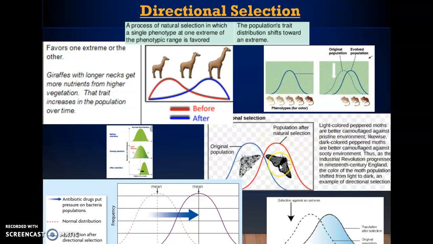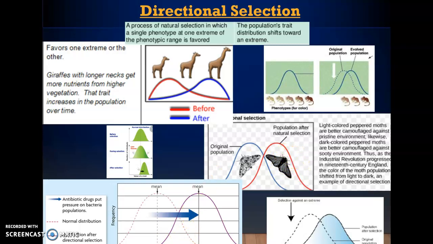These moths here, and you'll hear a little bit about this in the video that I've asked you to watch: after the Industrial Revolution, having this darker color was favored over this kind of peppery color, because with industry comes junk in the air, pollution, and then these guys were the ones that were more camouflaged and were less likely to be eaten.